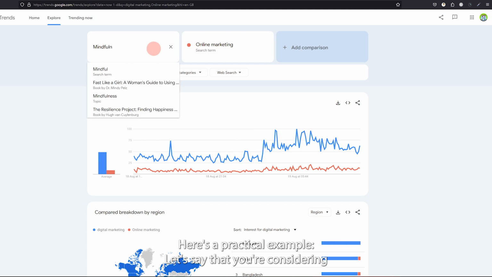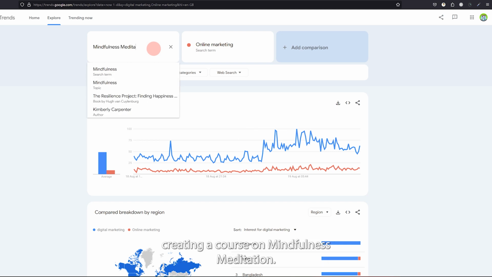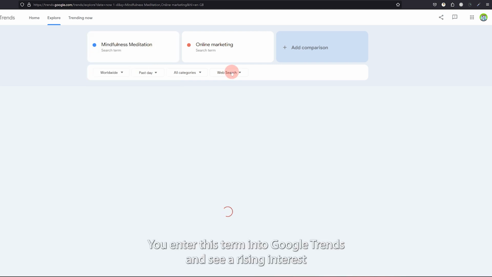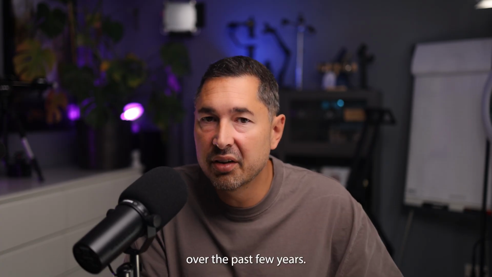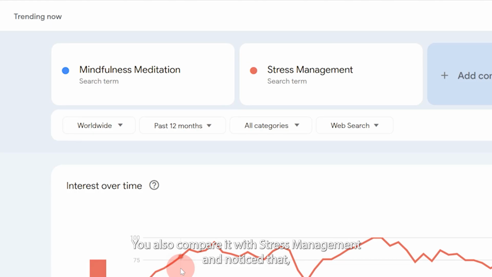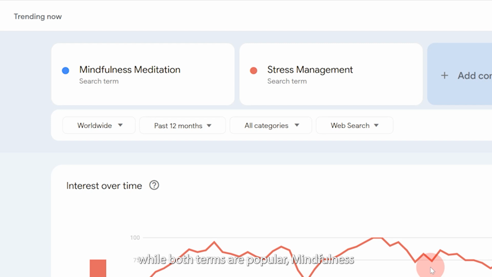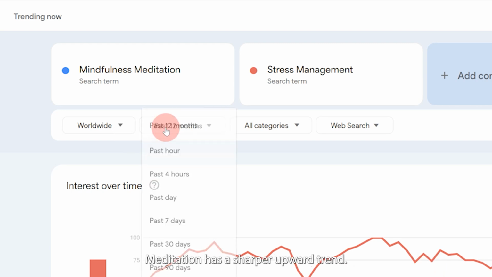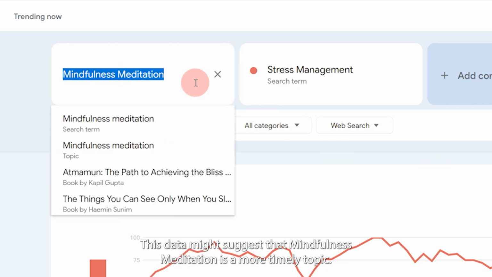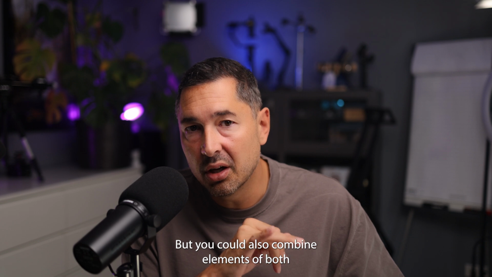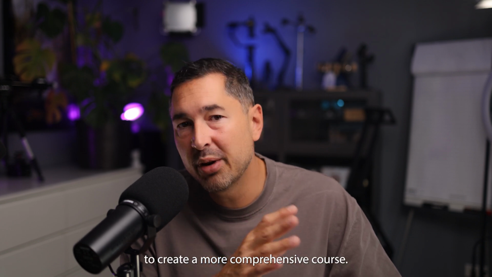Here's a practical example. Let's say that you're considering creating a course on mindfulness meditation. You enter this term into Google Trends and see a rising interest over the past few years. You also compare it with stress management and notice that while both terms are popular, mindfulness meditation has a sharper upward trend. This data might suggest that mindfulness meditation is a more timely topic. But you could also combine elements of both to create a more comprehensive course.